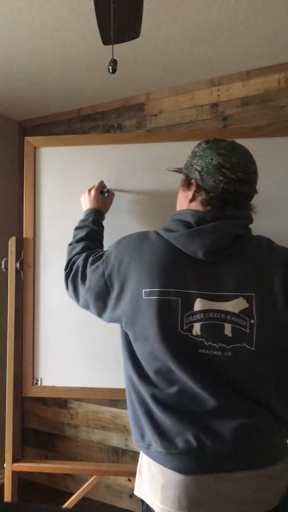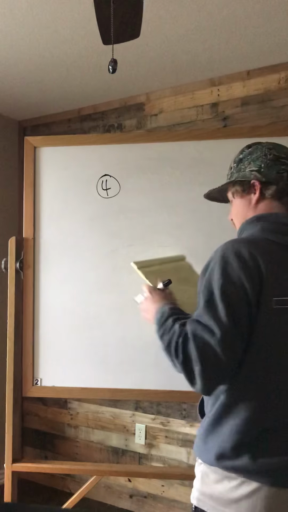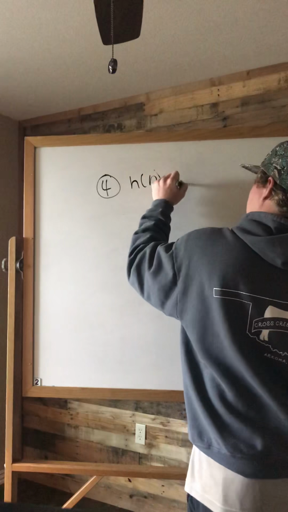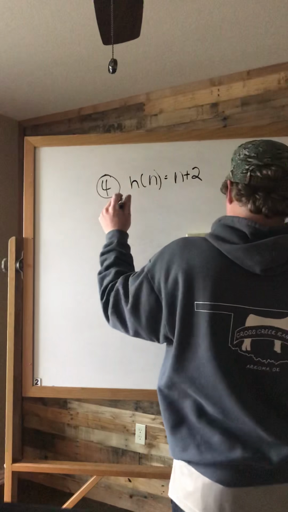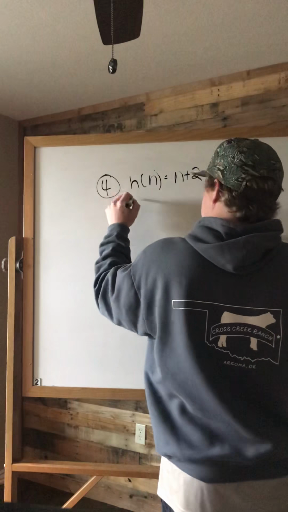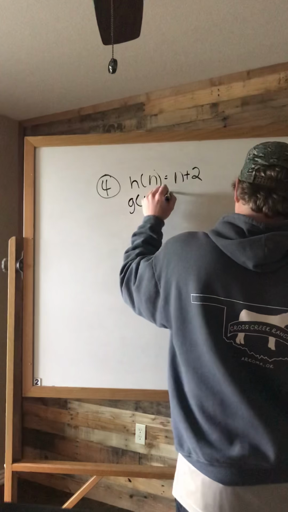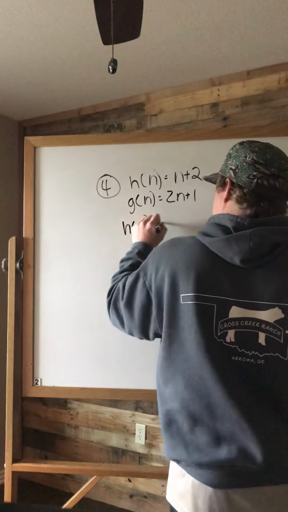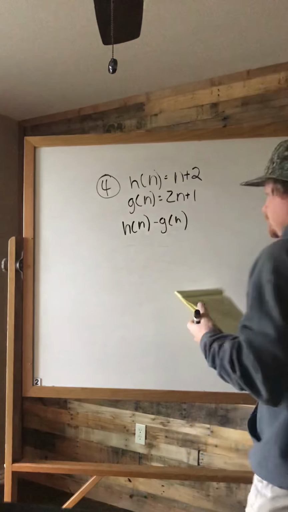Number 4. Now this is one where we're actually going to be doing some subtraction. So think of how that may affect the problem. I'll explain it to you right here. We have h of n was equal to n plus 2. G of n was equal to 2n plus 1. And they wanted to know what h of n minus g of n was.